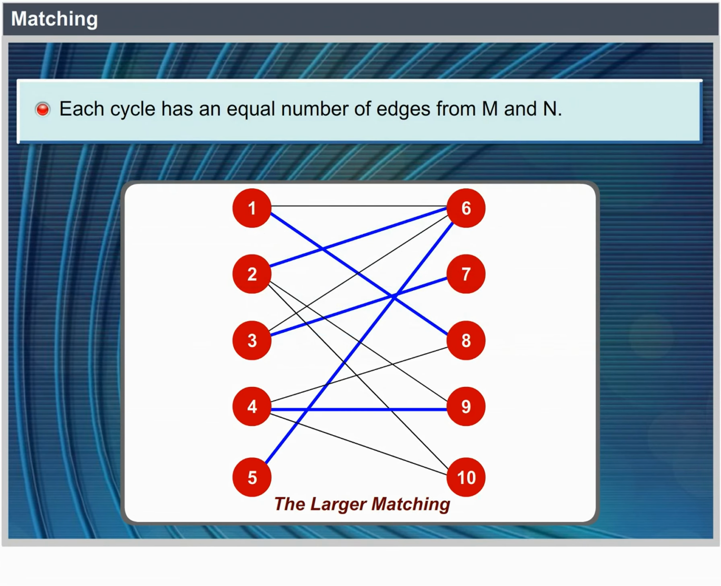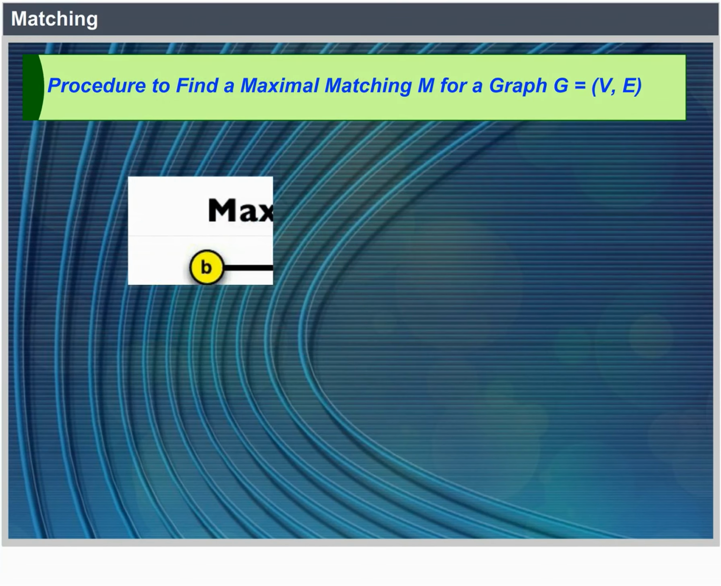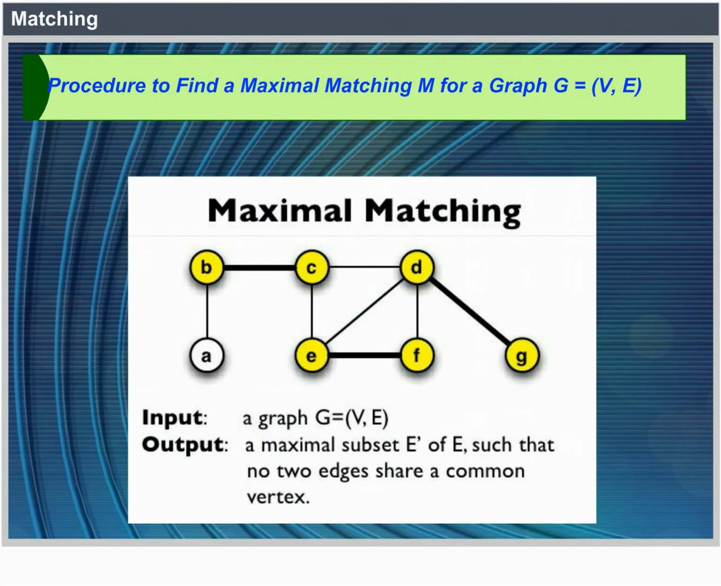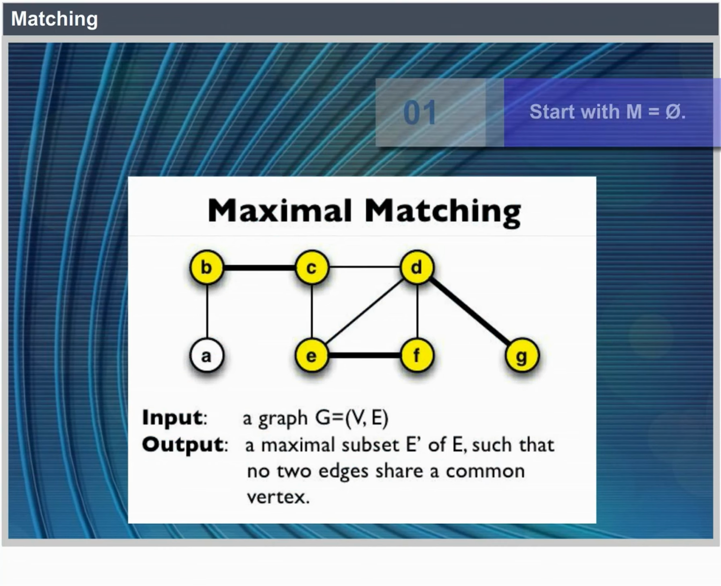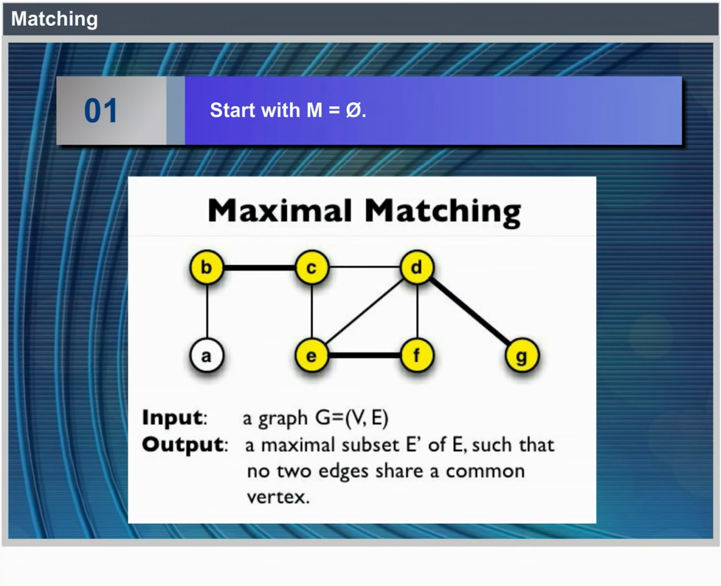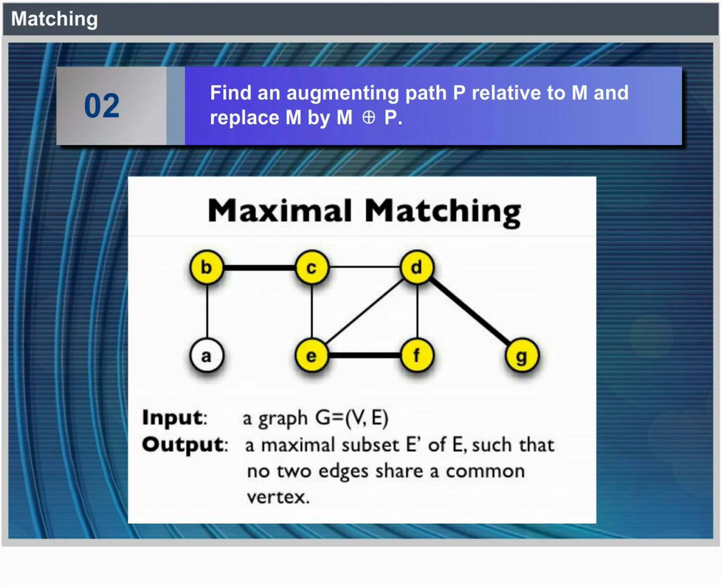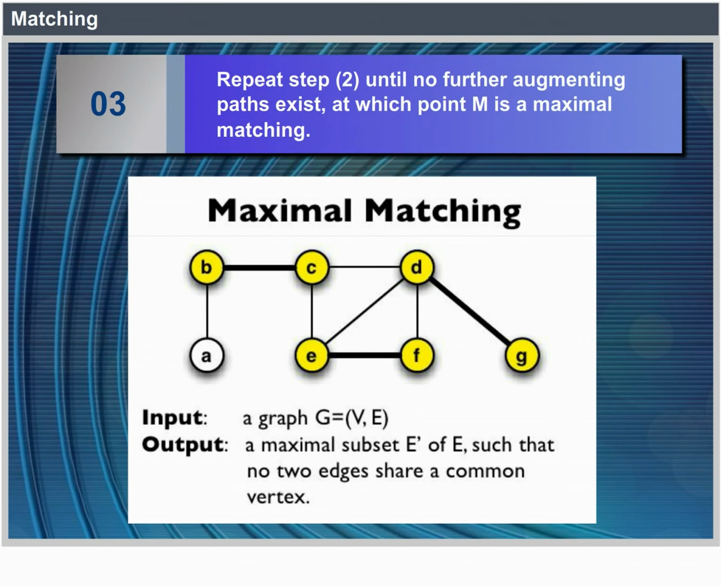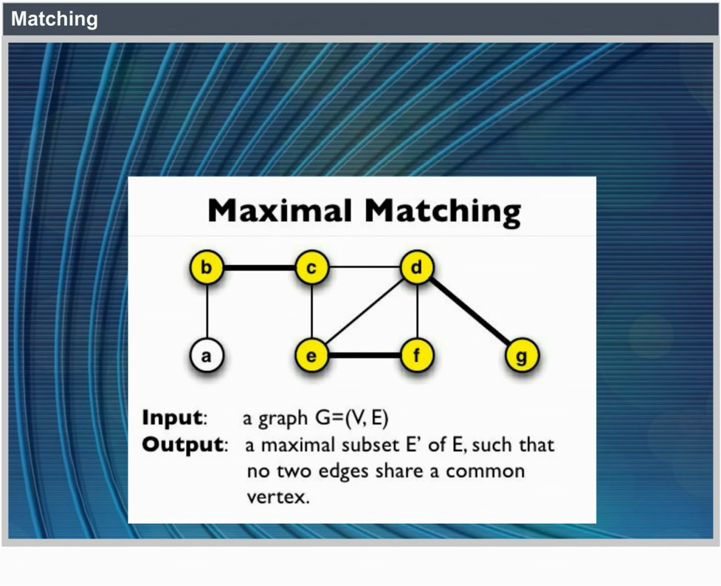Procedure to find a maximal matching M for a graph G = (V, E). Start with M equal to null. Find an augmenting path P relative to M and replace M by M circle plus P. Repeat step 2 until no further augmenting paths exist, at which point M is a maximal matching. It remains only to show how to find an augmenting path relative to a matching M.